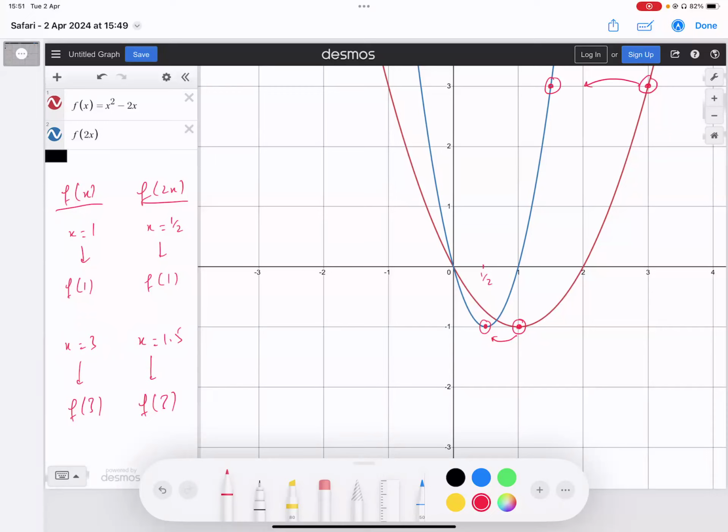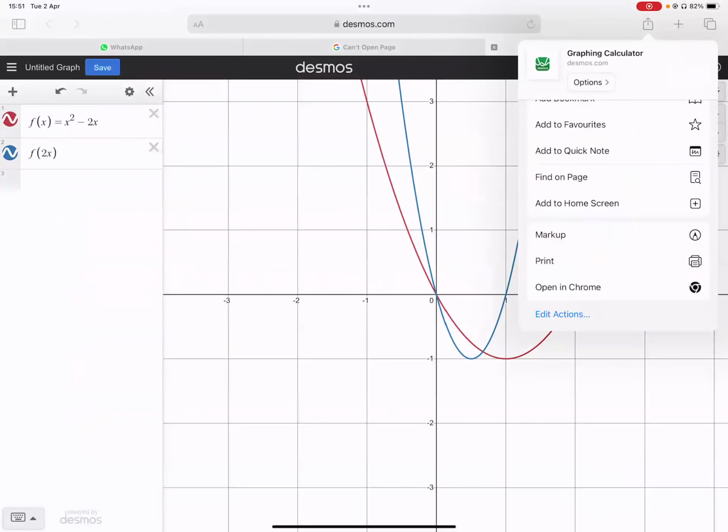So basically, each x coordinate is divided by 2. We are multiplying x by 2 inside. What happens to the x coordinate is it gets divided by 2. It's the other way around like this. Okay. So that's what happens in horizontal transformations.